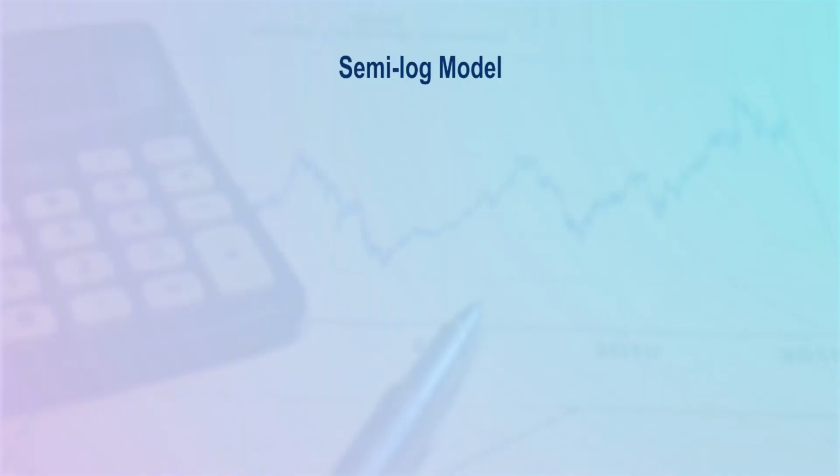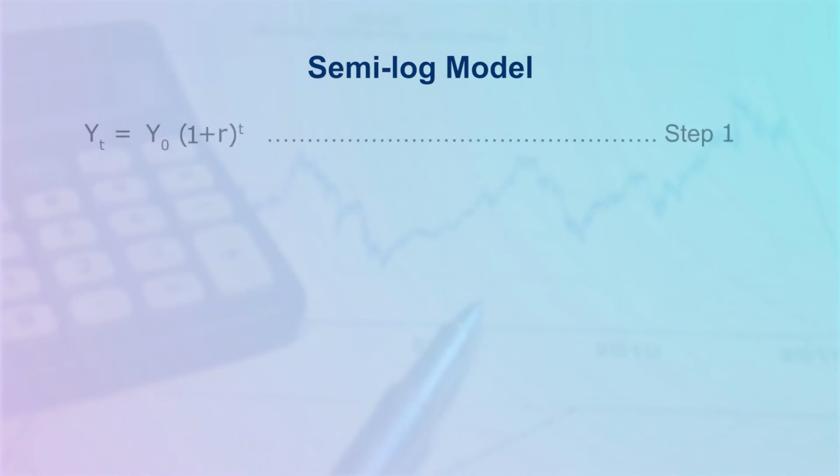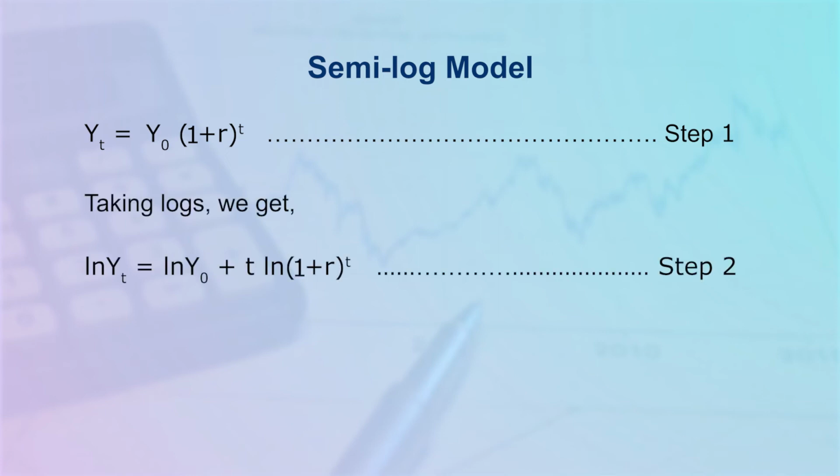Now we move on to the semi-log model. The semi-log model says that when we have a variable like yt equals y0 within bracket 1 plus r, whole to the power t, that means we look at the time value of a particular variable, and we have r as the rate of return on that. Then, depending upon this, we can take log on both sides of the equation and we end up with ln yt equals ln y0 plus t ln(1 plus r).